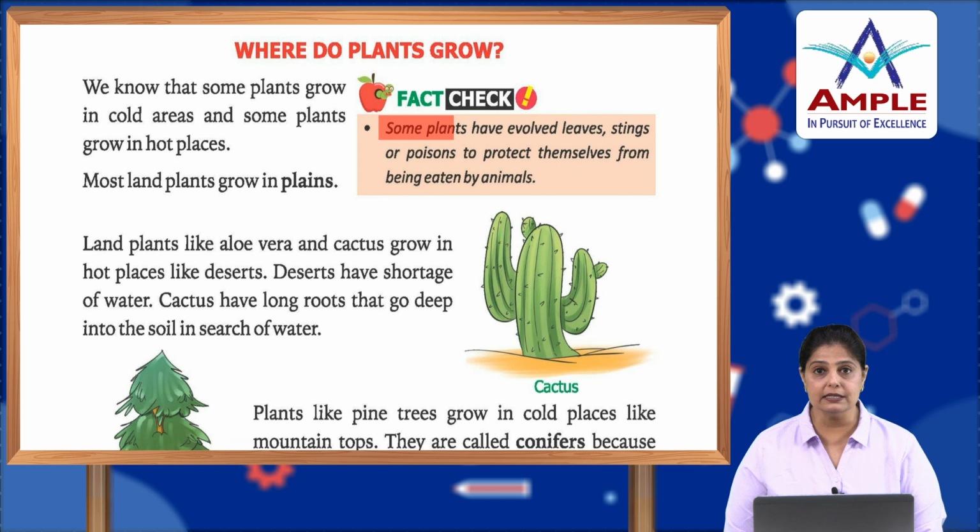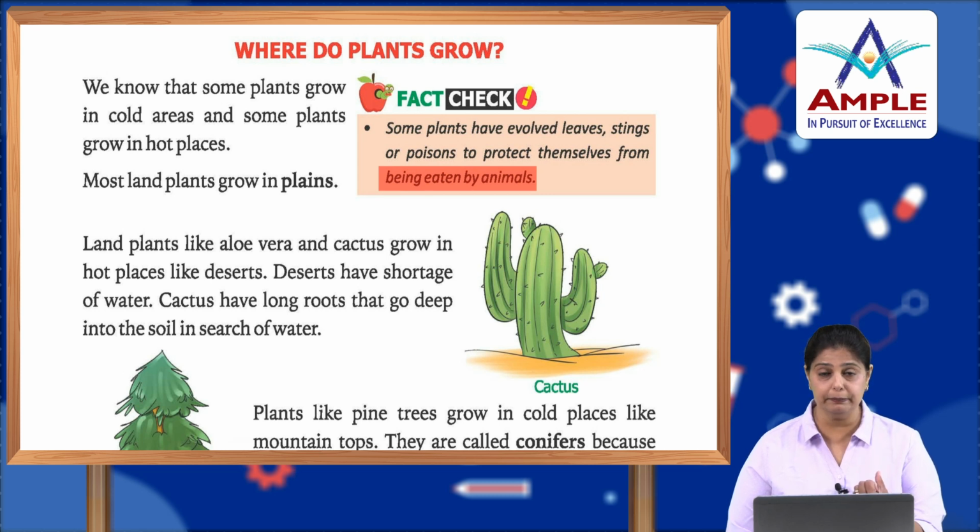Fact check: some plants have evolved leaves, stings or poison to protect themselves from being eaten by animals. So, just like a rose plant has thorns, some plants have evolved leaves that are poisonous. They can sting or poison others when somebody consumes that plant or goes near that plant, okay. It can be dangerous and poisonous, okay.